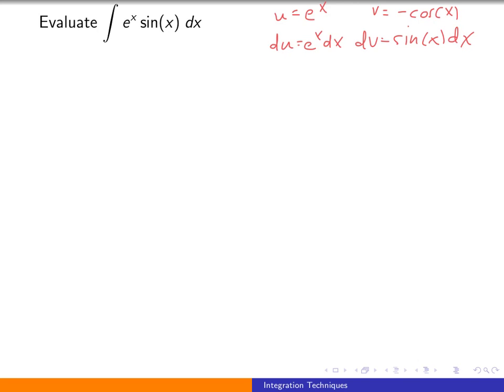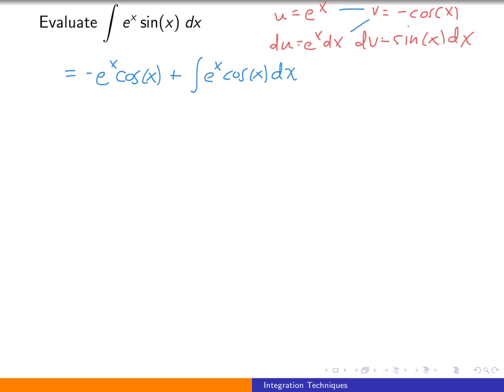So when we apply integration by parts, we get uv, so minus e to the x cosine of x, and then we subtract away the antiderivative of v du. So an extra minus sign is going to come out from the minus cosine. So minus a minus is a plus the integral of e to the x cosine x dx.